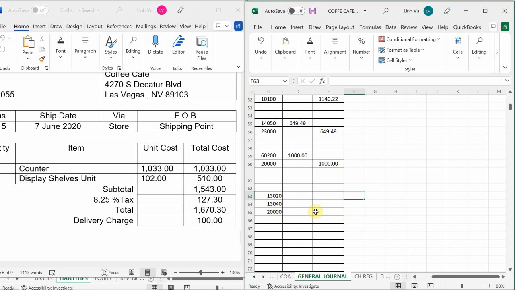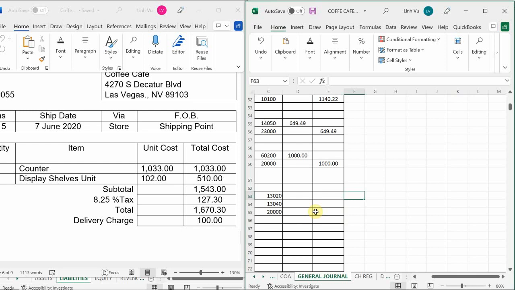No, you can't, because in this case, I definitely did not pay them split in half. So how would I be able to calculate how much my counter is versus how much my display shelves are? Would you calculate the tax for each individual item and then divide the delivery charge between them?